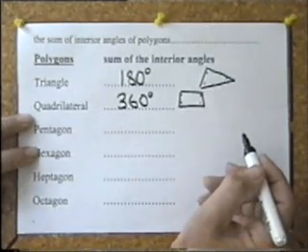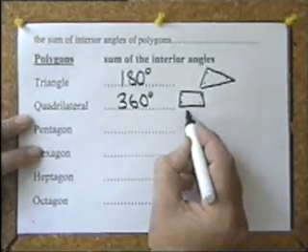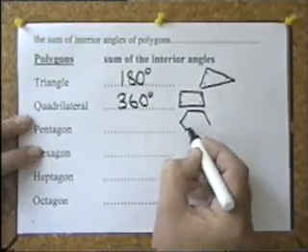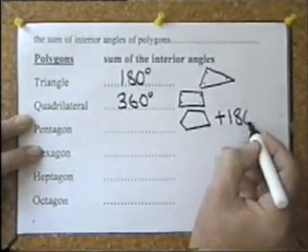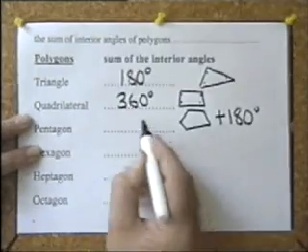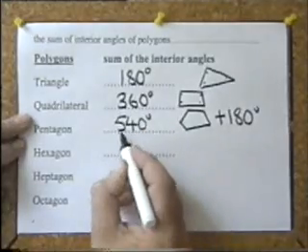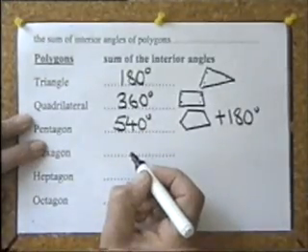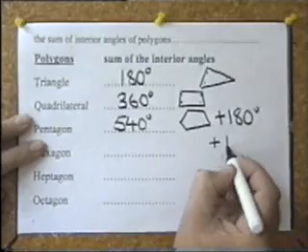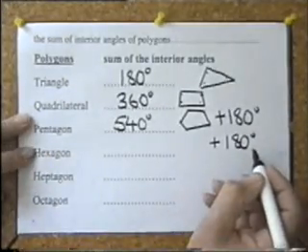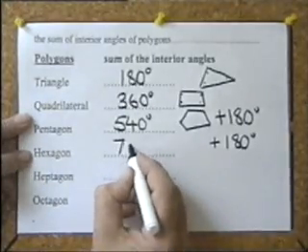Now those are the only two you need to remember for sure. After that you can work them out, because each time you add a side, you actually add on 180 degrees. So if you add 180 degrees onto 360, you'll have 540 degrees. So the sum of the interior angles of a pentagon, a 5-sided shape, adds up to 540 degrees. Add another side, add another 180 degrees. So the internal angles of a 6-sided shape, a hexagon, add up to 720 degrees.